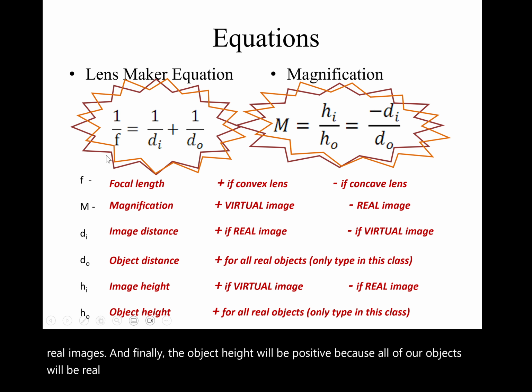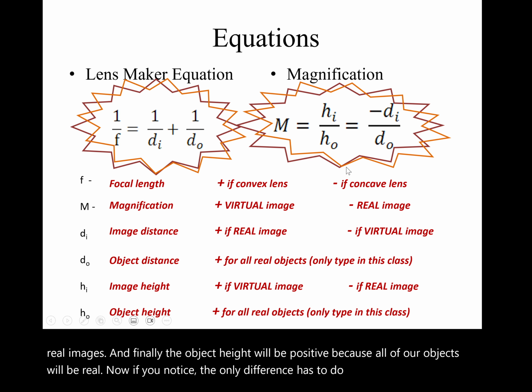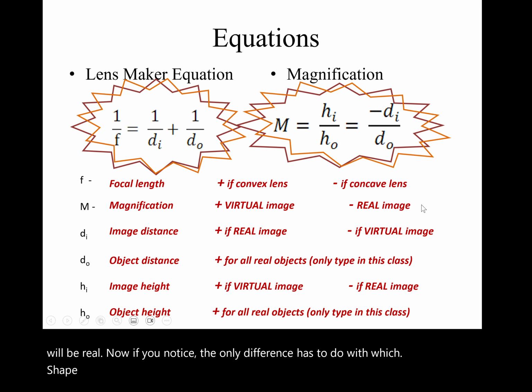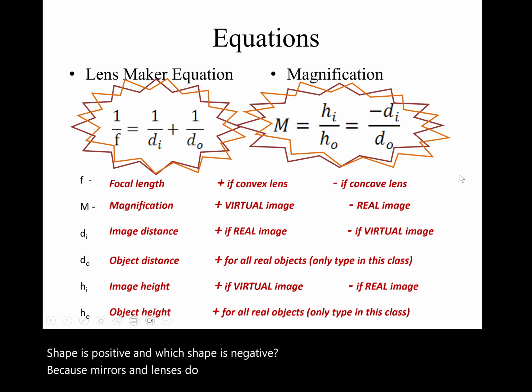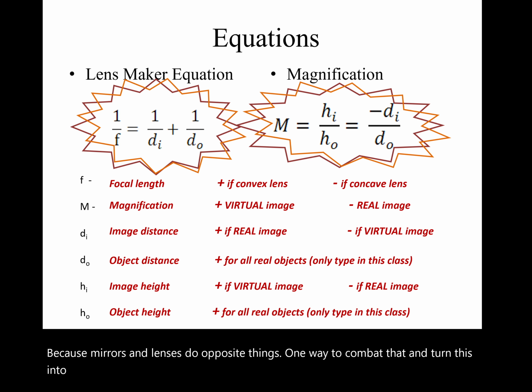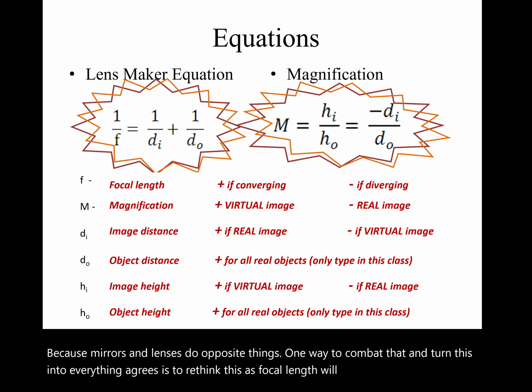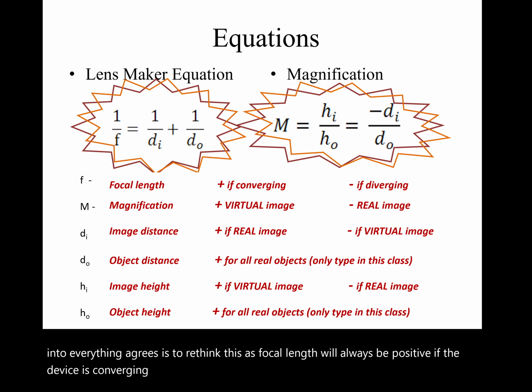Now, if you notice, the only difference has to do with which shape is positive and which shape is negative, because mirrors and lenses do opposite things. One way to combat that and turn this into everything agrees is to rethink this as: focal length will always be positive if the device is converging and will always be negative if the device is diverging.